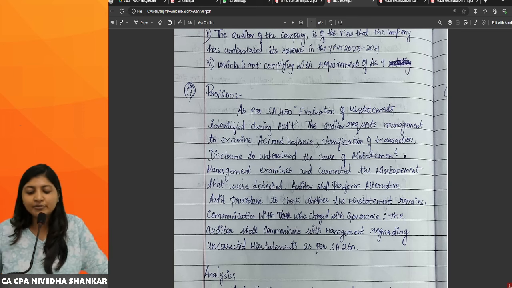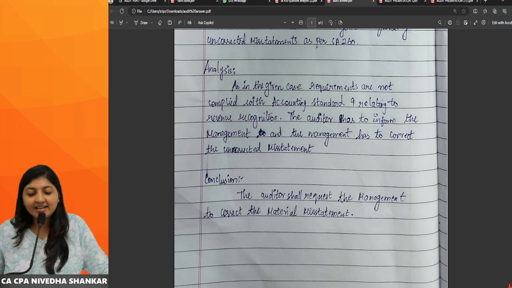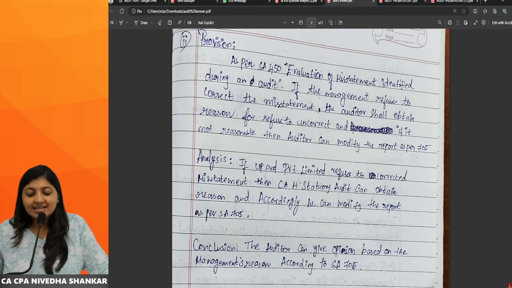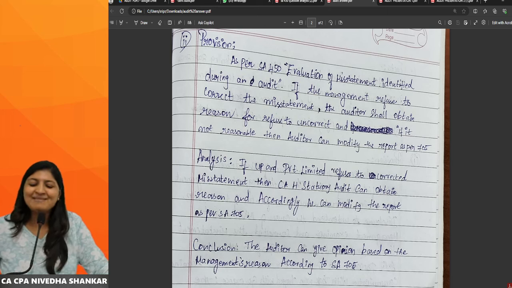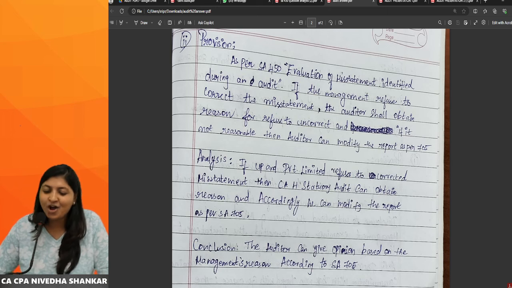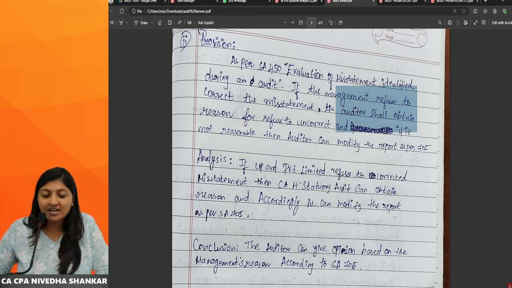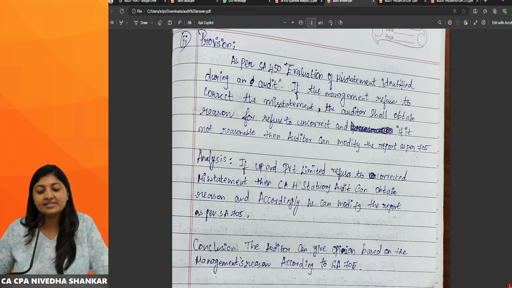Analysis. As in the given case, requirements are not complied with AS 9 relating to revenue recognition. These are facts. So, the auditor has to inform the management and the management has to correct the uncorrected misstatement. Yes, correct only. The fact itself is given here as analysis. Conclusion. The auditor will request the management to correct the material misstatement. Second part, what are they saying? If they are not correcting, what should we do? If the management refuses to correct the misstatement, the auditor obtains the reason for refusal. This is correct. The auditor will obtain a reason for the refusal for the uncorrected misstatement.